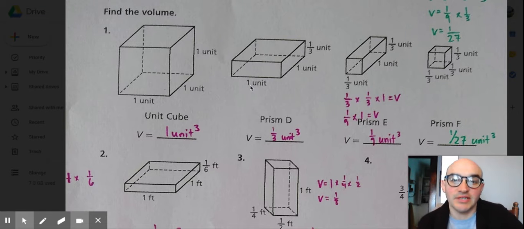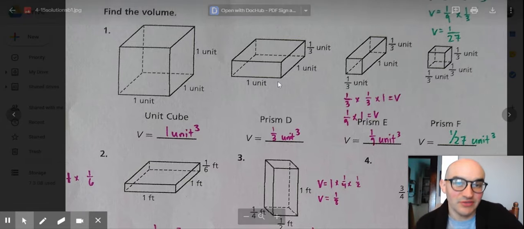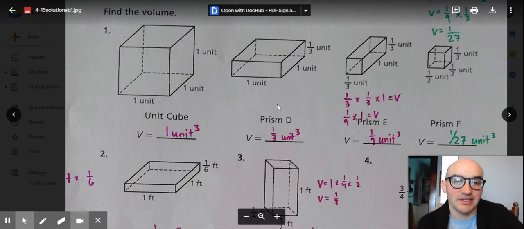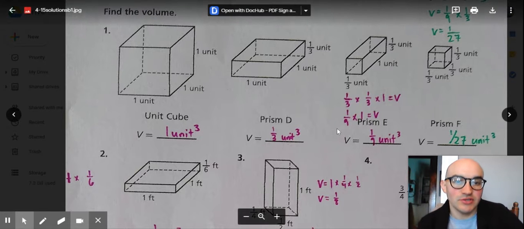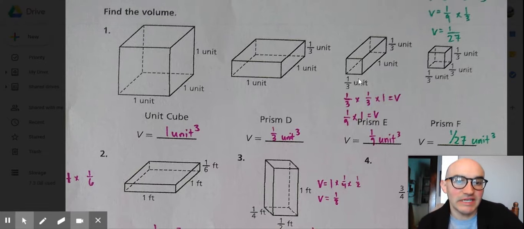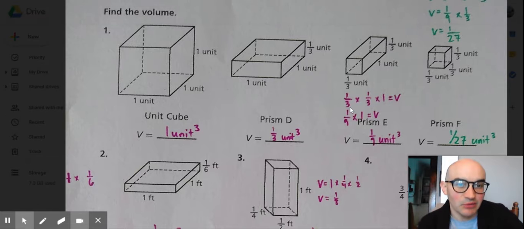Here we've got the same thing, length times width times height, 1 times 1 times 1/3. Well, that just is 1/3. So I didn't really even need to show a lot of work there because, again, it's just 1 times a fraction, which is the same fraction. So not too big of a deal there. Here we start to get into different measurements where we're multiplying fractions, 1/3 times 1/3 times 1. And you can see my work there. I get 1/9 unit cubed.